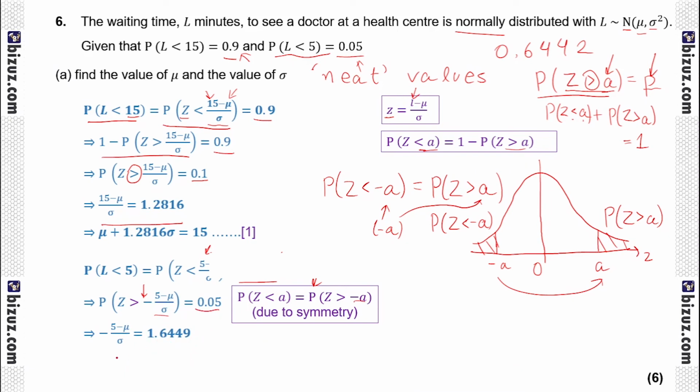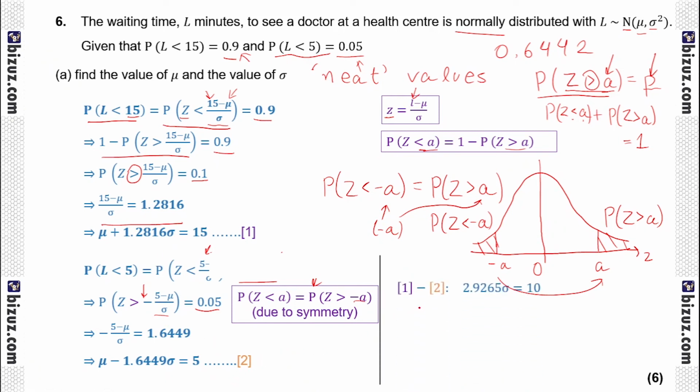From here we can find another equation in mu and sigma. So mu minus 1.6449 sigma is equal to 5. This is our equation 2. Now using these two, we can actually solve for mu and sigma. We have two unknowns and two equations. We should be able to solve for them.